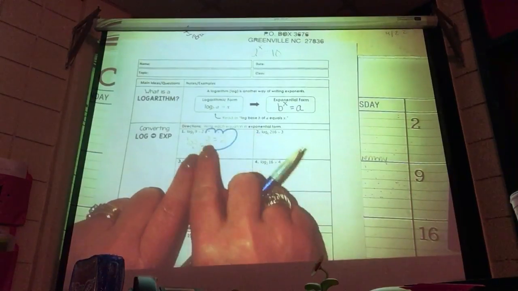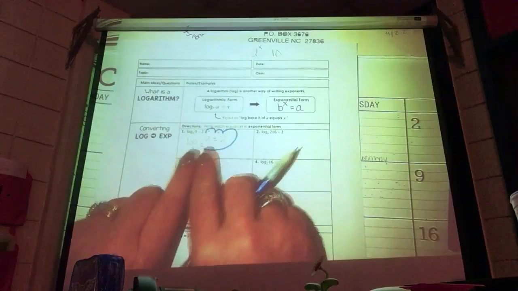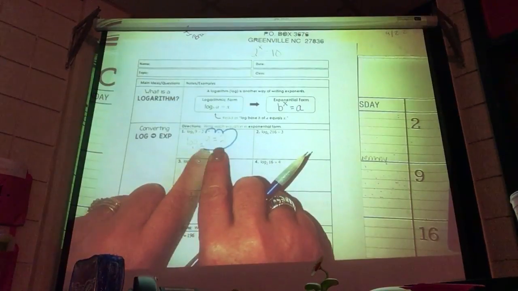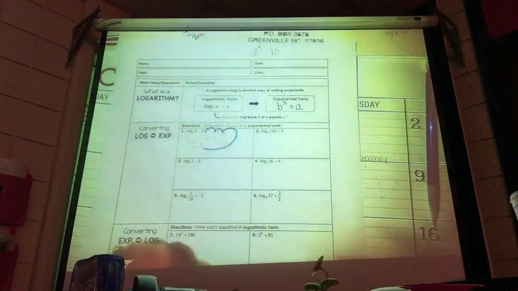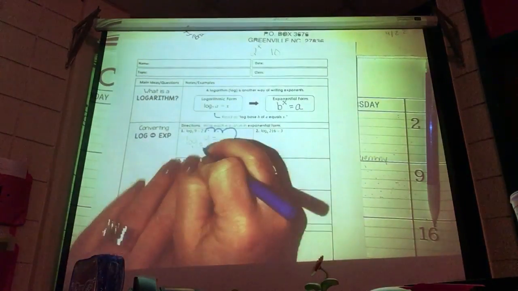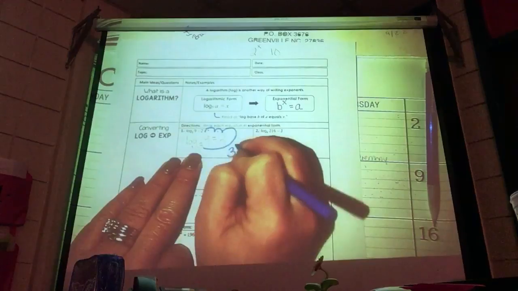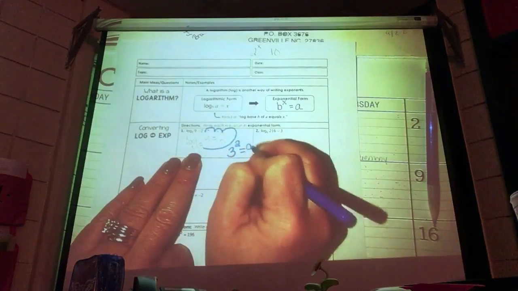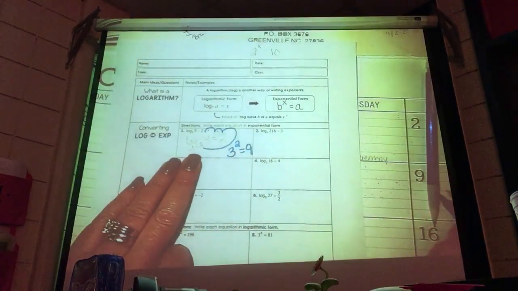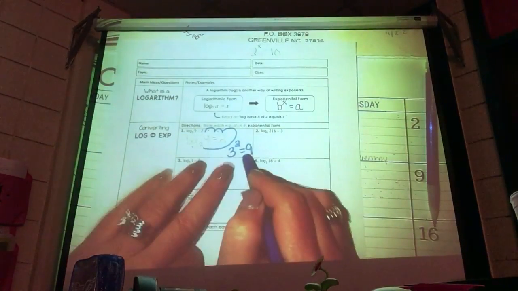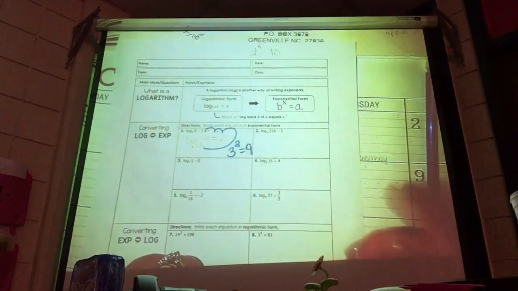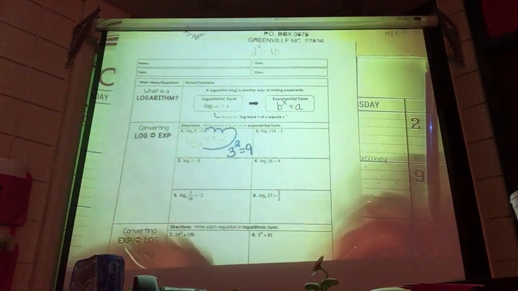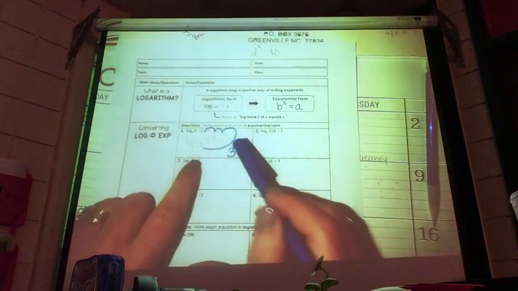So when I write this, log base 3 of 9 equals 2, into exponential form, it is 3, that's where I started, squared equals 9. Is that a true statement? Yes. All right, so this is going from log form to exponential form. That's my answer. 3 squared equals 9. So we are just rewriting these equations.